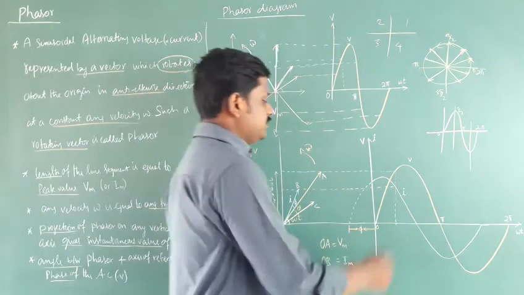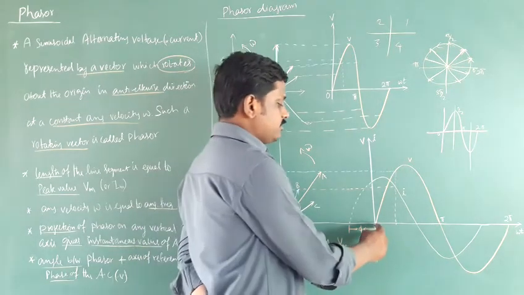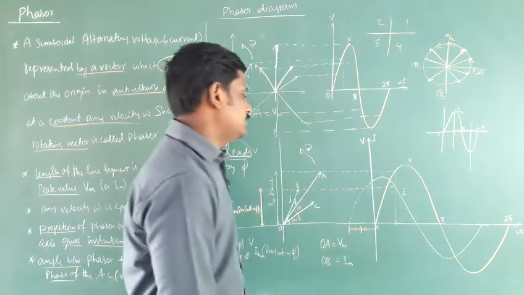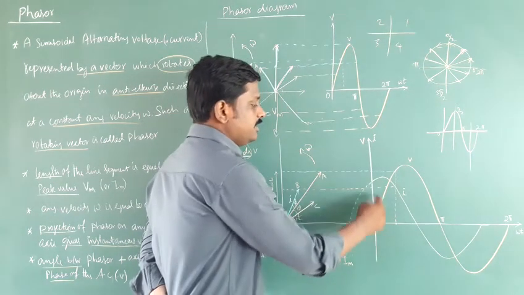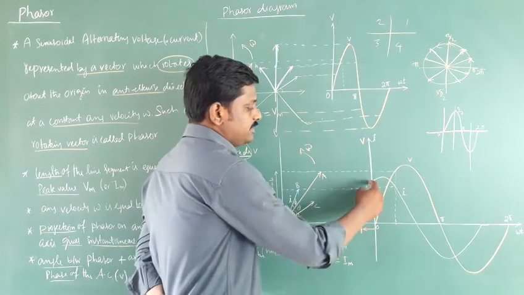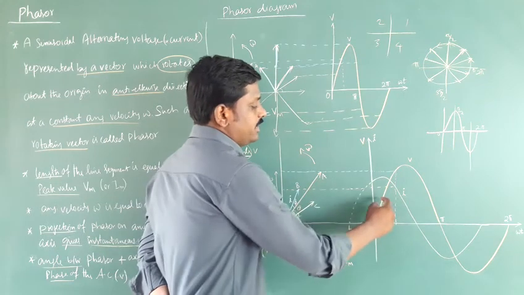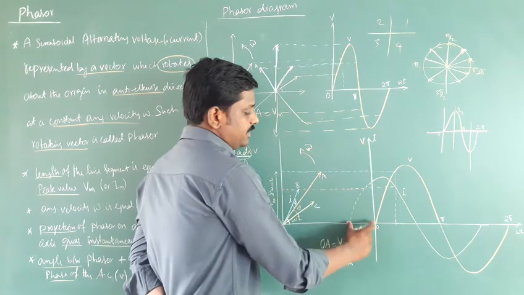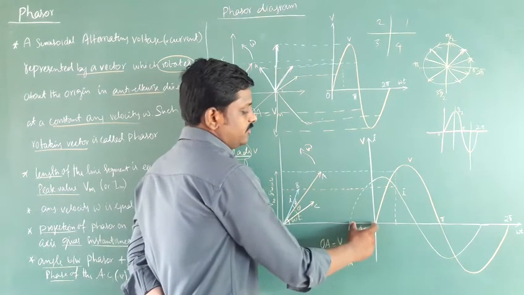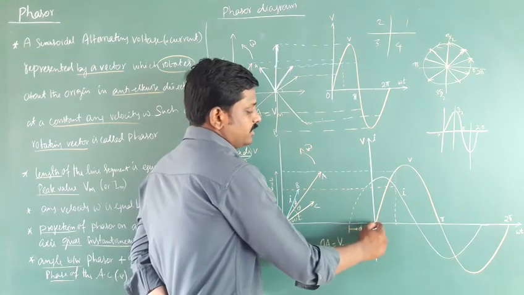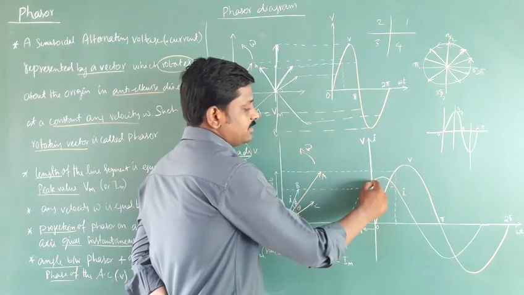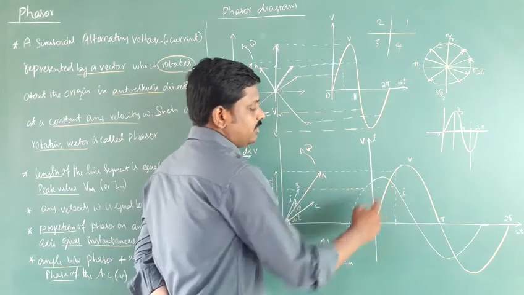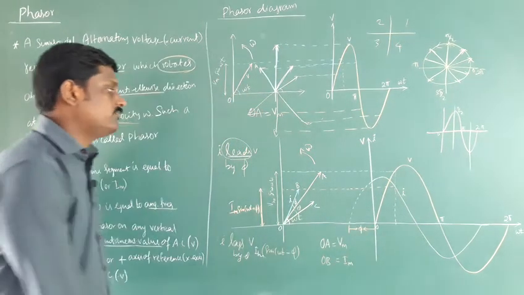So this is a phase relation. Just see from the origin: the current starts, the voltage starts as a sine wave, but the current starts initially at its maximum. So there is a leading; the current leads the voltage by pi. Initially the voltage is 0 but the current has some value, so there is a phase difference between the current and voltage. Using the phasor diagram we can find it.